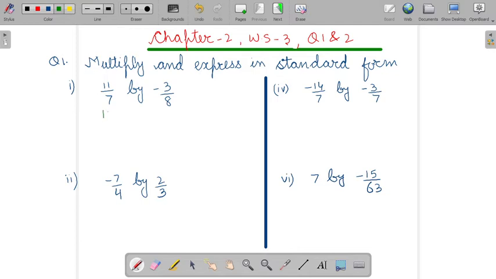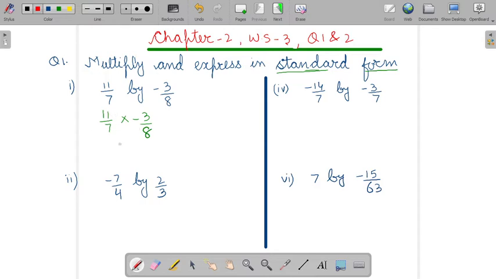So first we will do the multiplication. 11 by 7. Here it is written "by". "By" means multiplication. Multiply minus 3 by 8. Since it is written that you have to convert it in standard form, what does it mean? That if you are able to cancel the term, you will cancel it. So in multiplication, we can cancel the terms also.